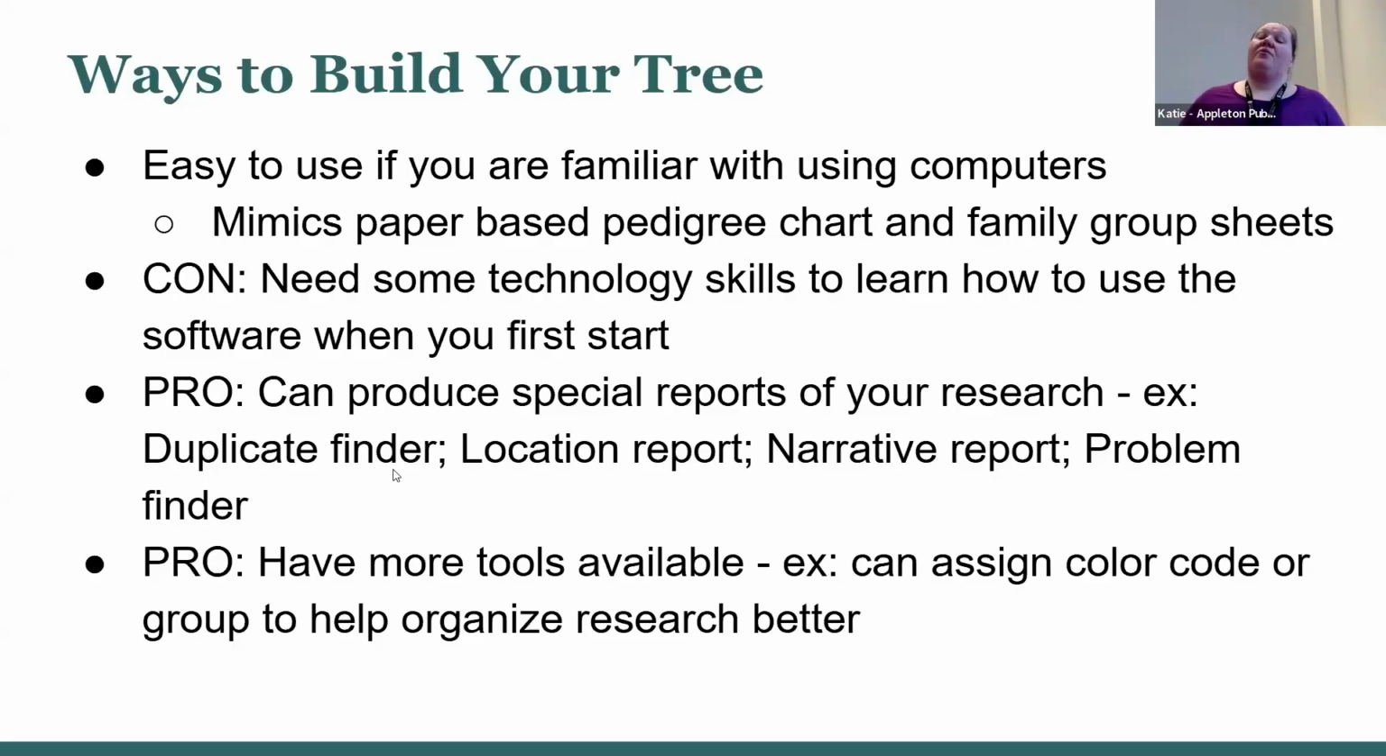The great thing about software is that you can produce special reports of your research. They can run a whole report on all of your family tree, and if you've got 1,000 people in there, it says, hey, we found these 3 duplicates that you might want to investigate. Is this the same person? Did you accidentally add the same person twice? There's also something called a location report, so you can see the names of all the people who lived in Madison, for example, or Green Bay.